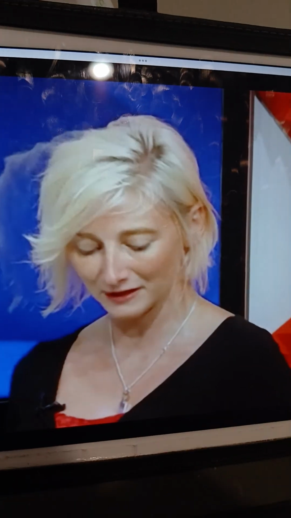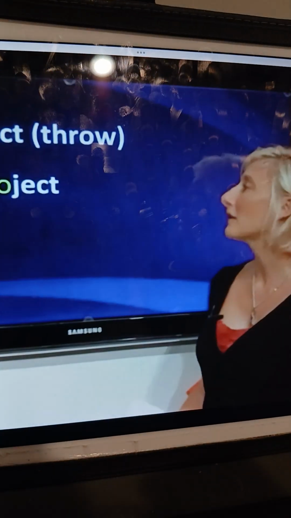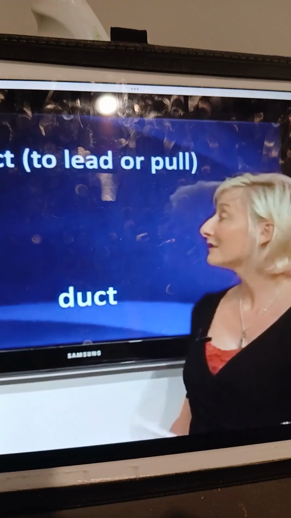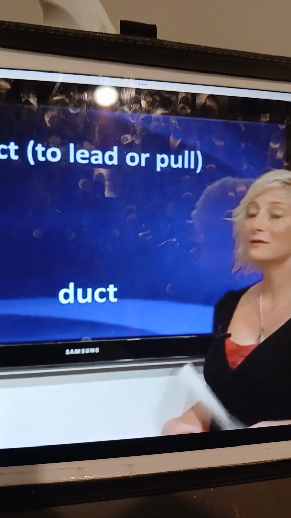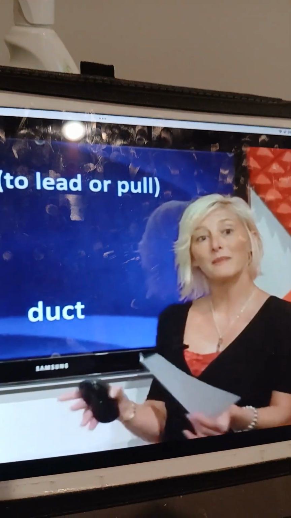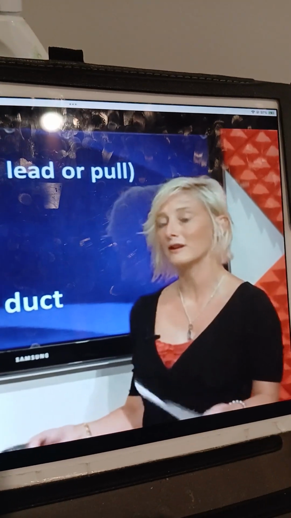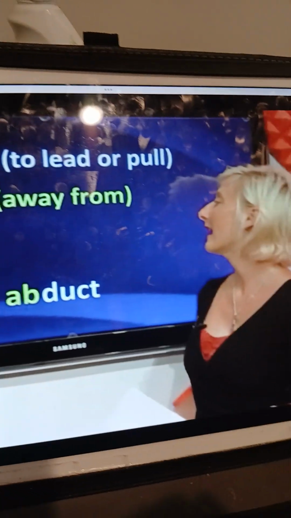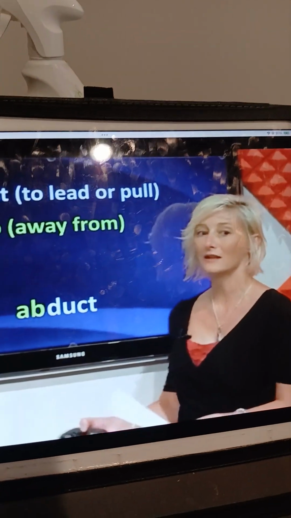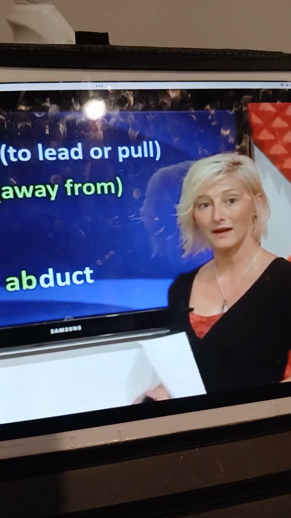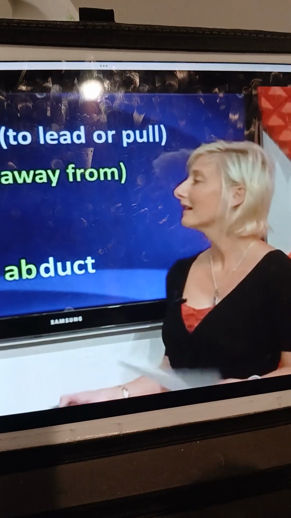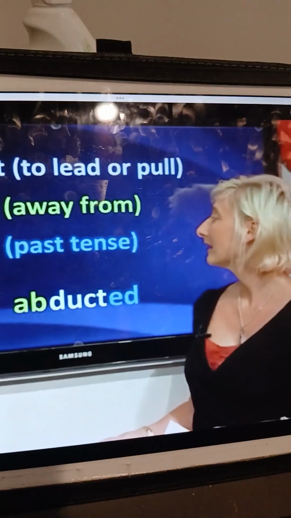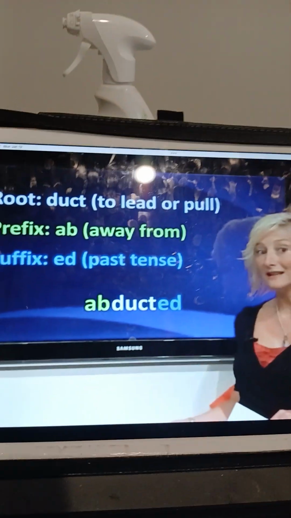That's what project means. Let's take a look at another one. This word is duct, D-U-C-T, and it means to lead or to pull. Now we're going to make a word out of this root word, so let's get started. First, we're going to add a prefix. We're going to have ab, which means away from. So right now we have abduct. Now we're going to add a suffix to this word, ed, abducted.